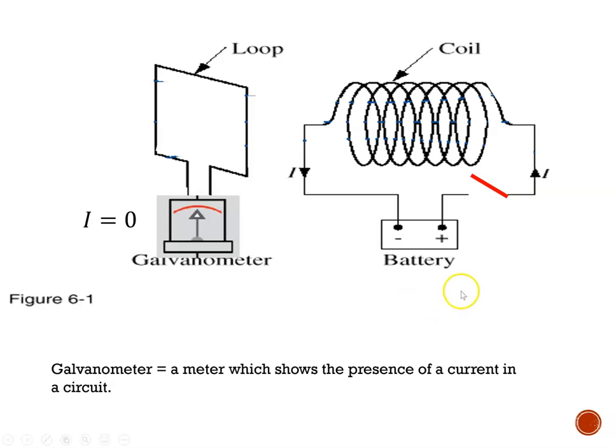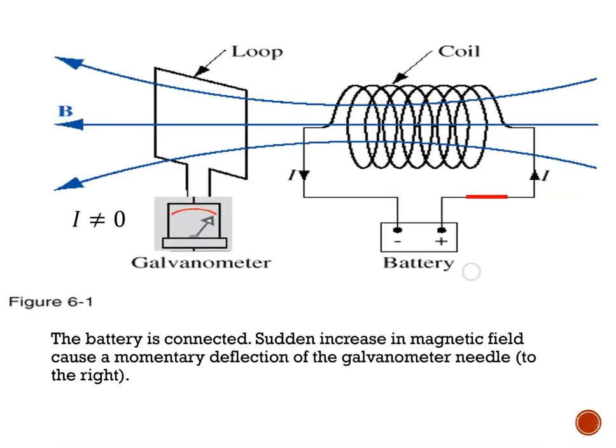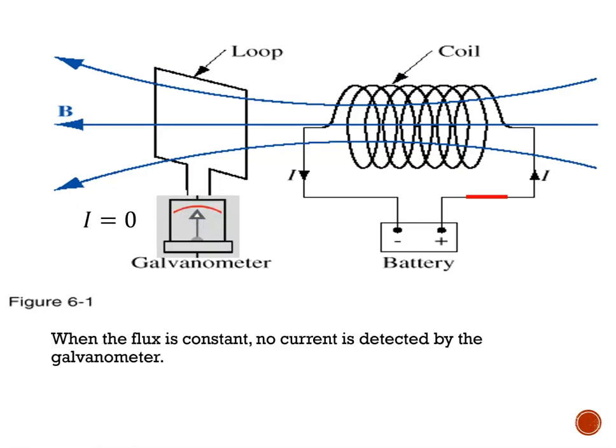At this moment, we have not switched on the battery yet. When we start to produce an electric current, when you switch on the battery, the galvanometer will detect the sudden increase in the magnetic field, which will make the needle of the galvanometer move to the right. When the flux is constant, there would be no current detected by the galvanometer, so the needle will move back to the initial position.